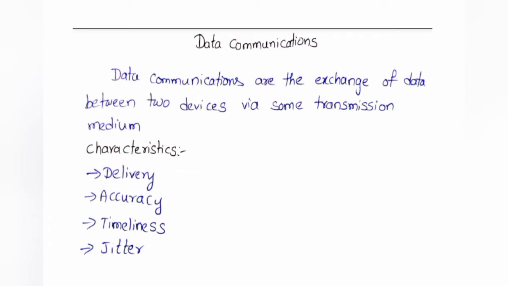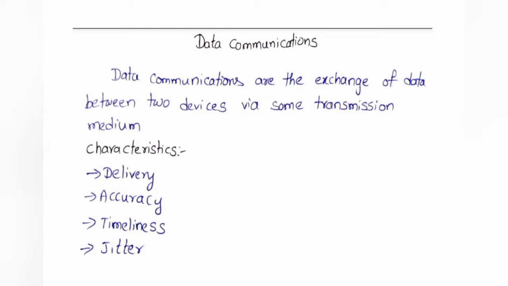In this video we are going to learn about data communications, the characteristics of data communications, and the components of data communications. First of all, we will define what data communication is. Data communications are the exchange of data between two devices via some transmission medium. The name itself denotes that we are going to communicate some data between devices.